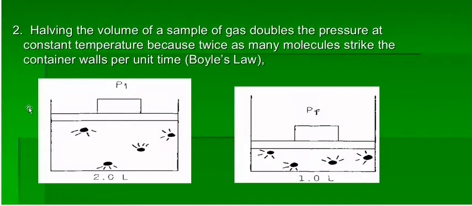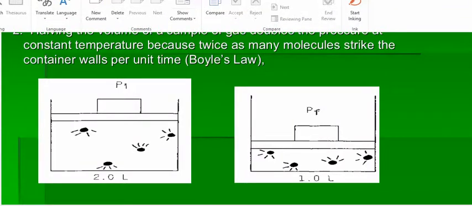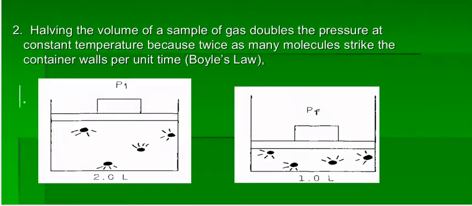If I halve the volume of a sample of gas, it doubles the pressure. So from 1 to 2 here, basically I have halved the volume. Now the pressure is doubled because more molecules are striking the wall per unit time if the temperature remains constant. The kinetic energy has not changed, so more molecules are striking the walls of the container per unit time.